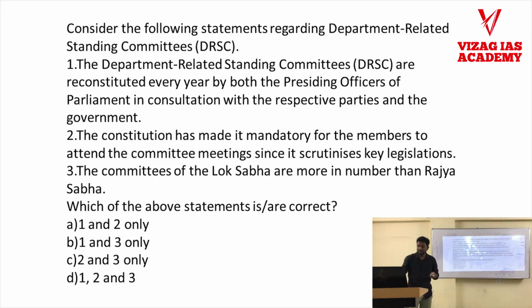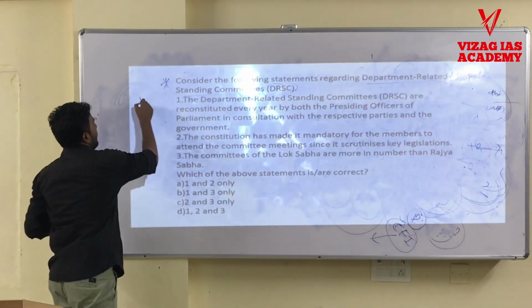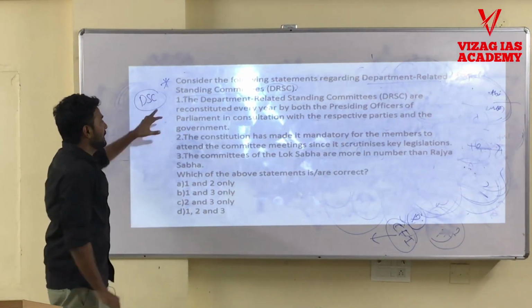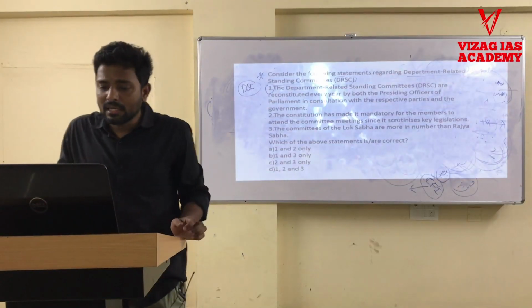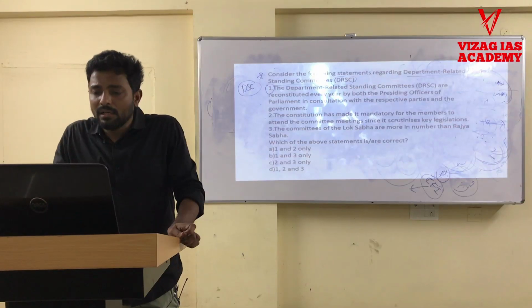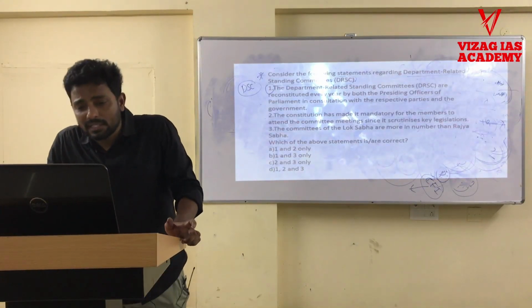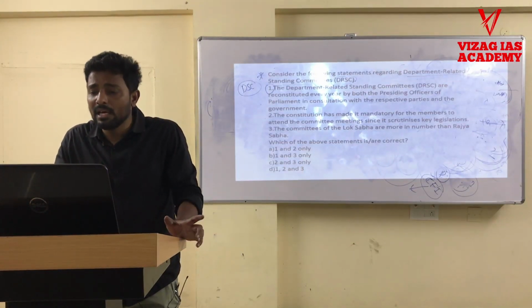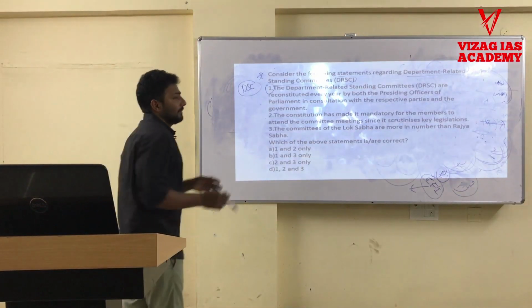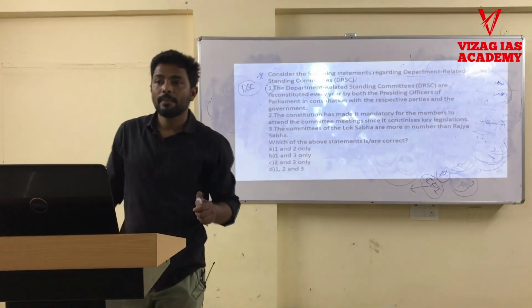Okay. Next statement is, consider the following statements regarding departmental related standing committees. Department related standing committees, also called departmental standing committees. So under this there are a number of statements given. The first statement is the DRCs are reconstituted every year by both the presiding officers of the parliament, both Lok Sabha presiding officer as well as Rajya Sabha presiding officer, in consultation with the respective parties and government. Is it correct or not?